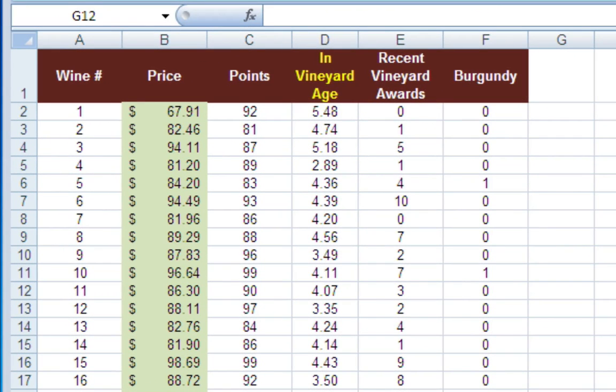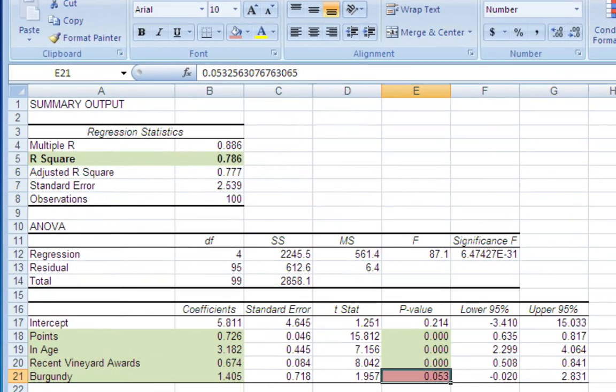Well, as it turned out, I tried several transformations of both the price variable as well as of the vineyard age variable, and the best I could find was taking the logarithm of the vineyard age. The resulting regression has actually a slightly better R-squared than our original regression. Also, Burgundy is now almost at the 95% confidence level, its p-value, so perhaps we have indeed a better regression.